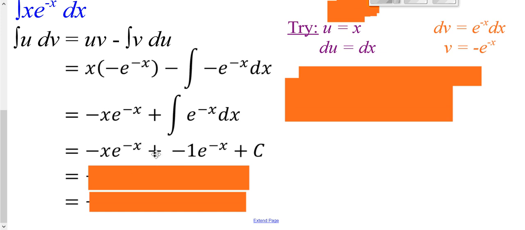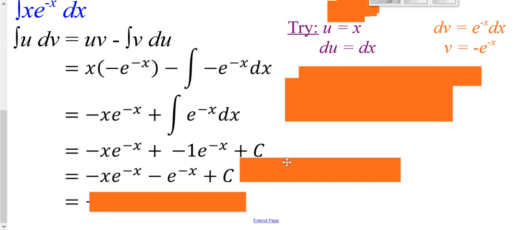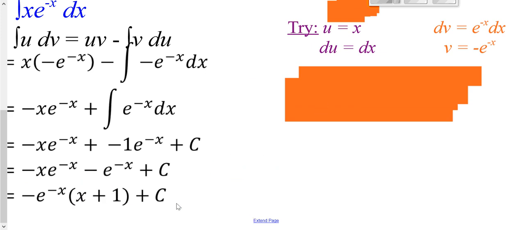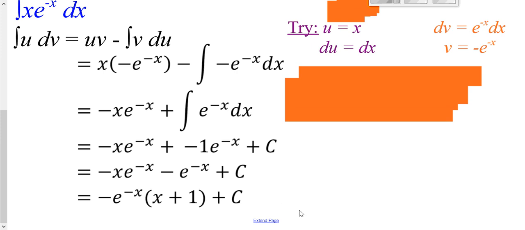So instead of adding a negative, we could just write it as subtraction. You could either leave it like that, or if you wanted, you could pull a negative e to the negative x out of here. Either one of these last two lines would be acceptable. So it would not make a difference either way.